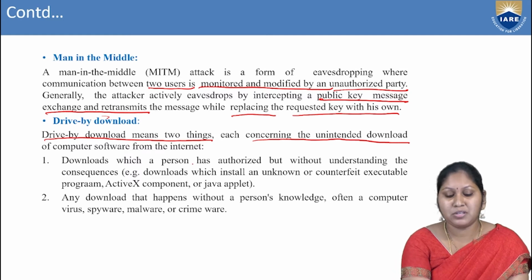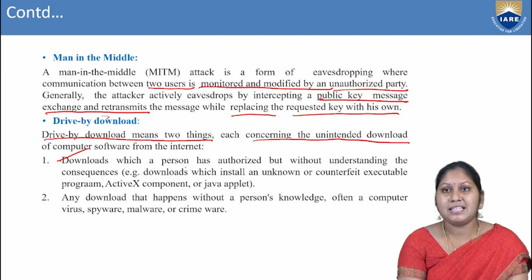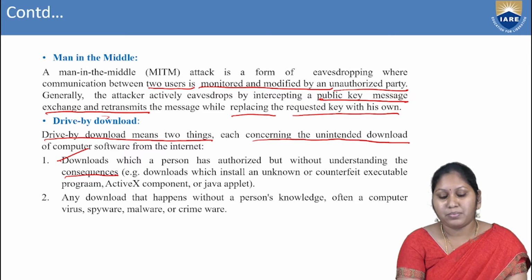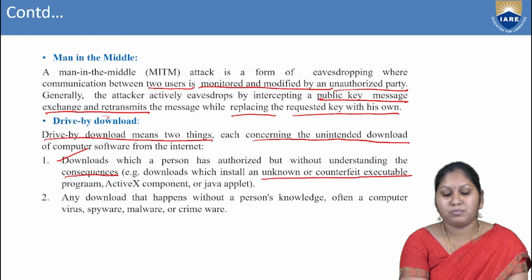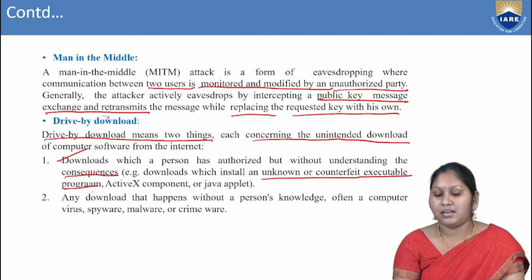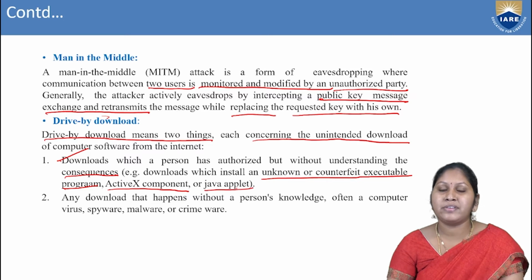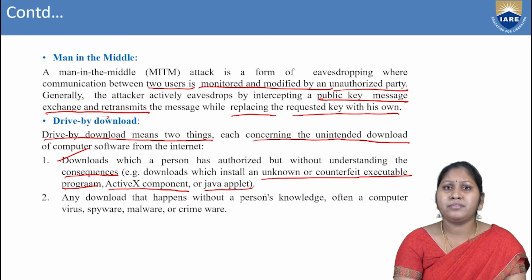So in this we have two types. In the first, a download which a person has authorized but without understanding the consequences. So without understanding the consequences of downloading the software, he will download it. Example, downloads which install unknown counterfeit executable programs, or an ActiveX component or Java applet. These all have some consequences, but the victim has no knowledge of what these things are, so he or she will download them.